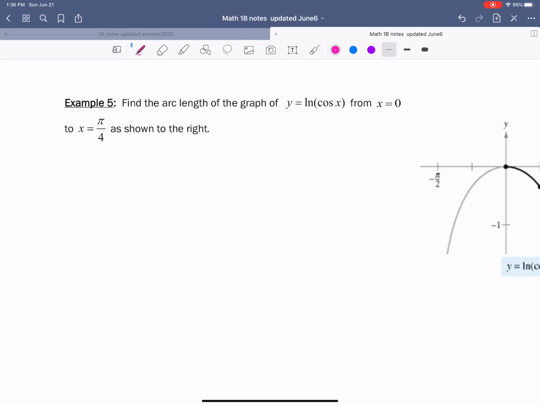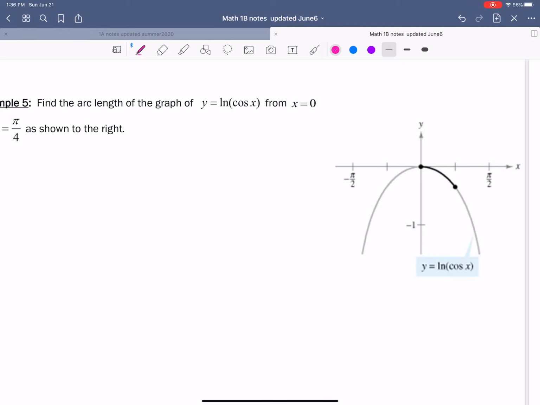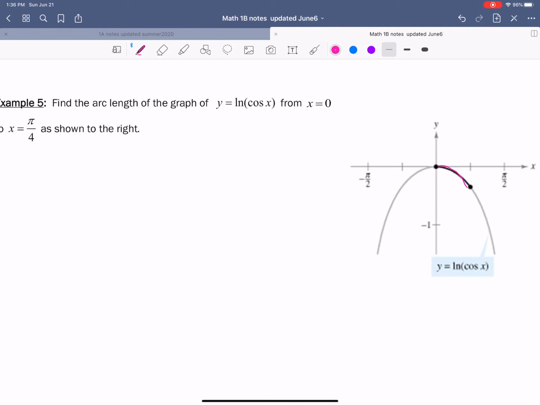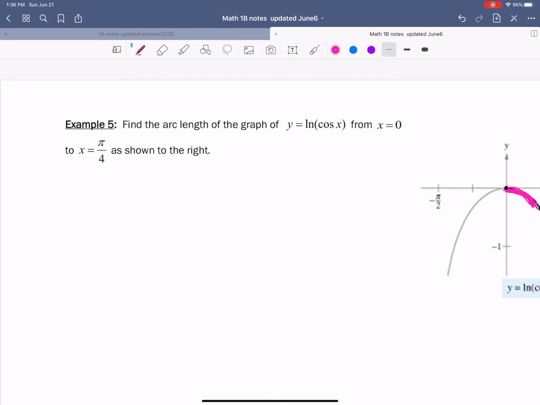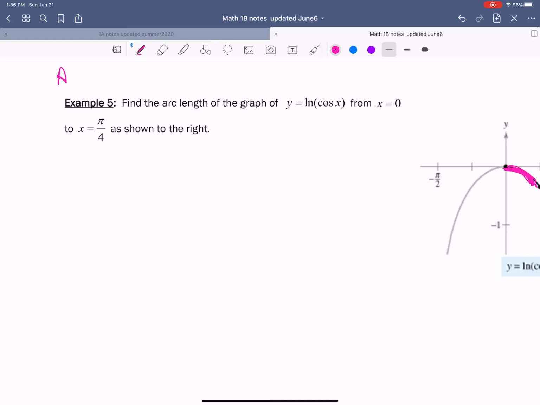All right, next example, we have: find the arc length of the graph of y is equal to the natural log of cos x from x equals 0 to x equals pi over 4. So here, we're given the graph of natural log of cosine of x, and we're looking for the curved length of this curve. Okay, y is given as a function of x, so it's really important for me to notice the formula for the arc length.